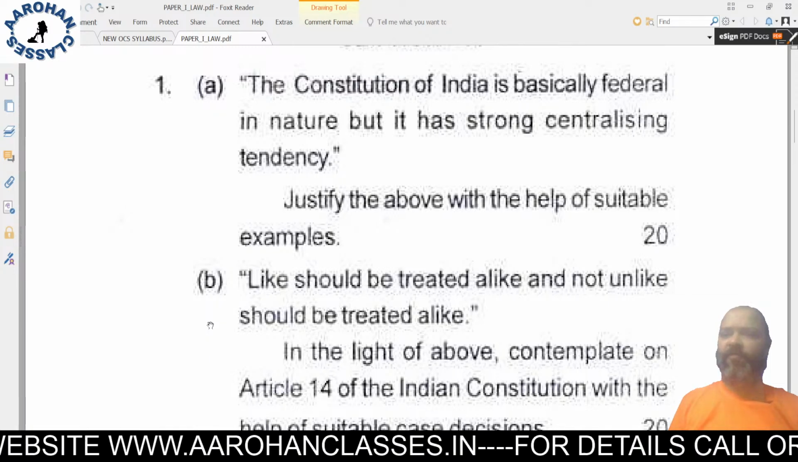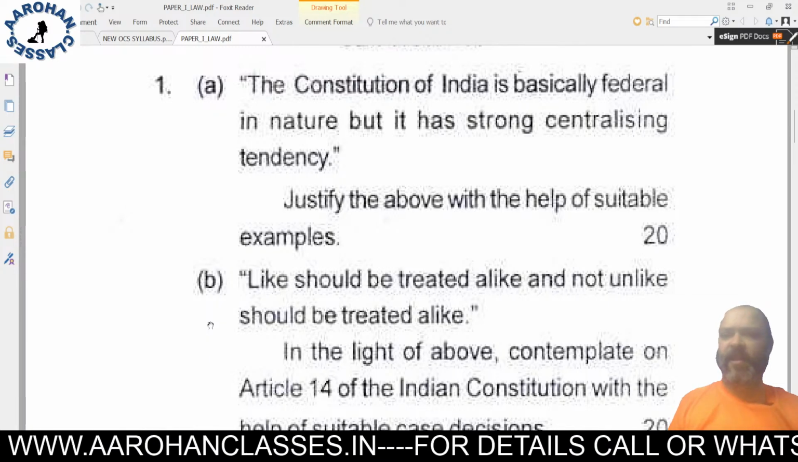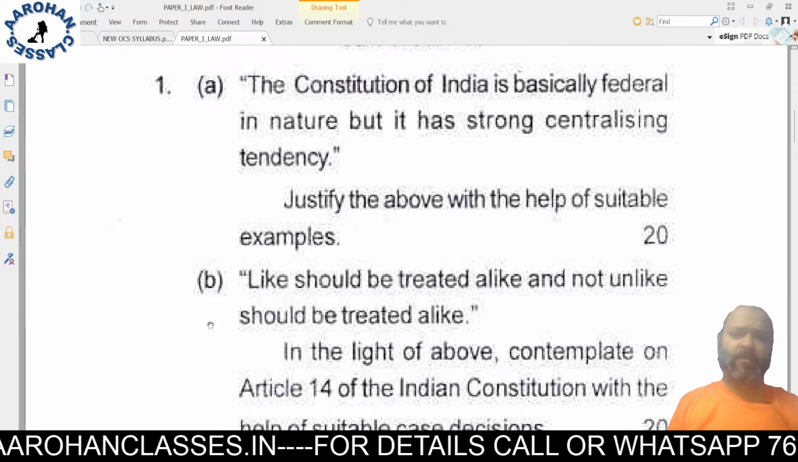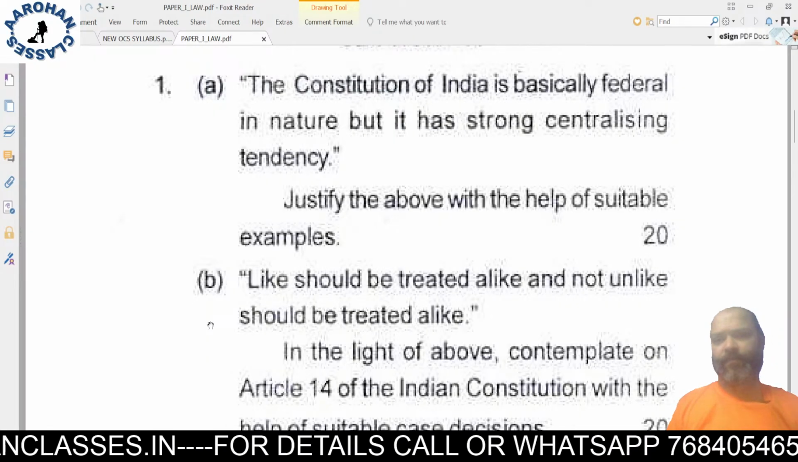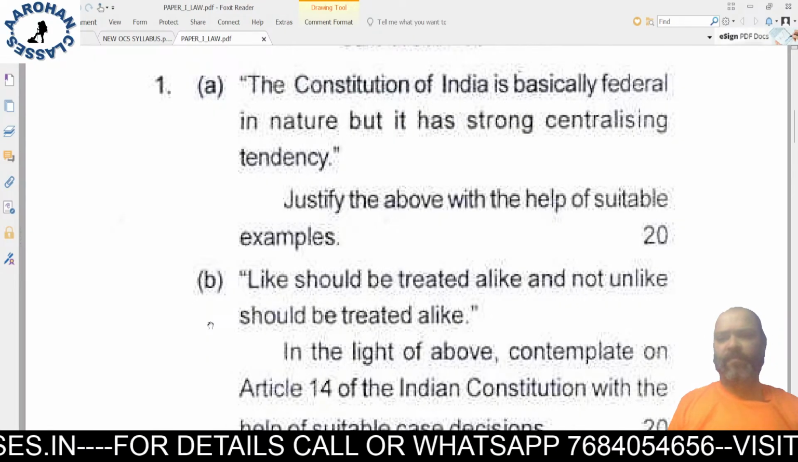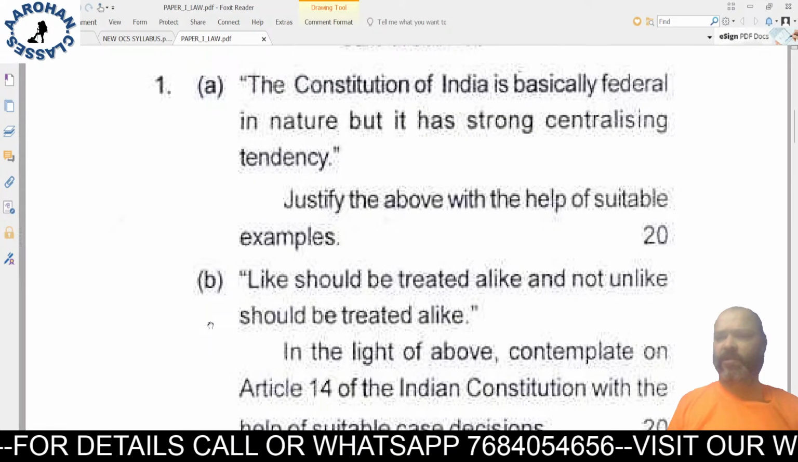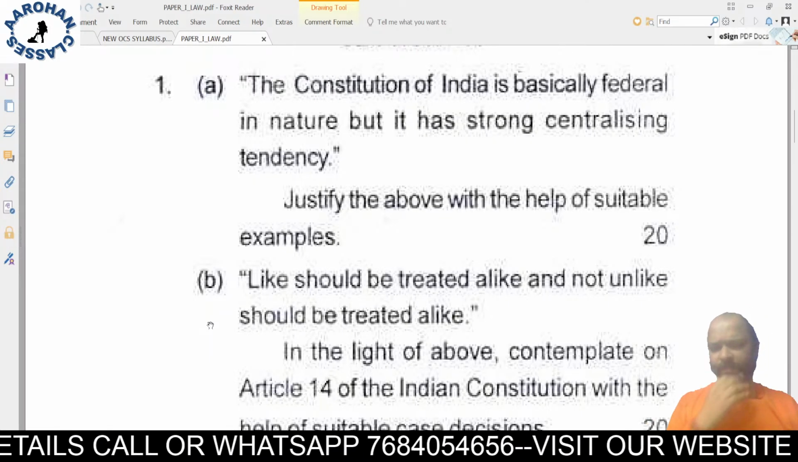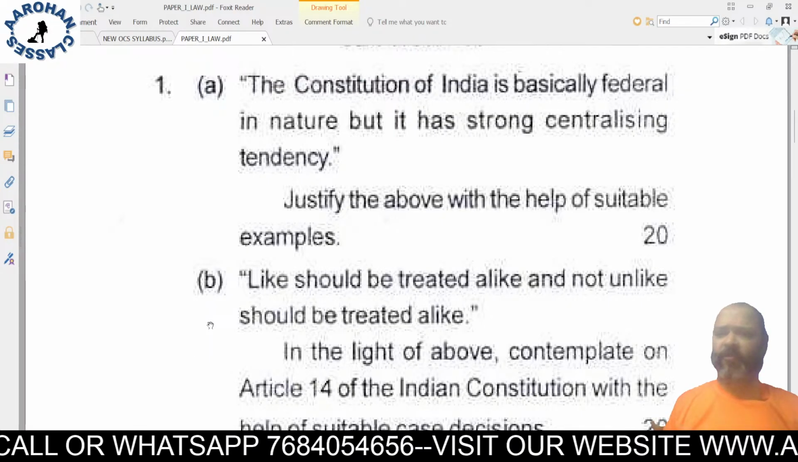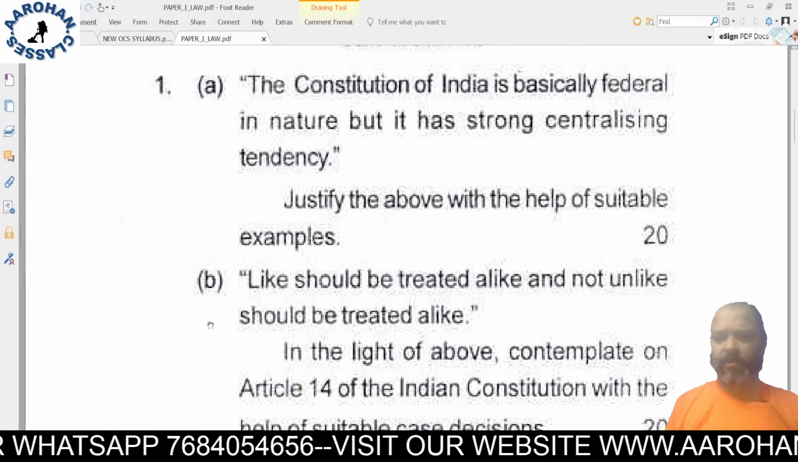The Constitution of India is basically federal in nature, but it has a strong centralizing tendency. Justify the above with the help of suitable examples. This question has come numerous times, both in general studies and also in law optional.